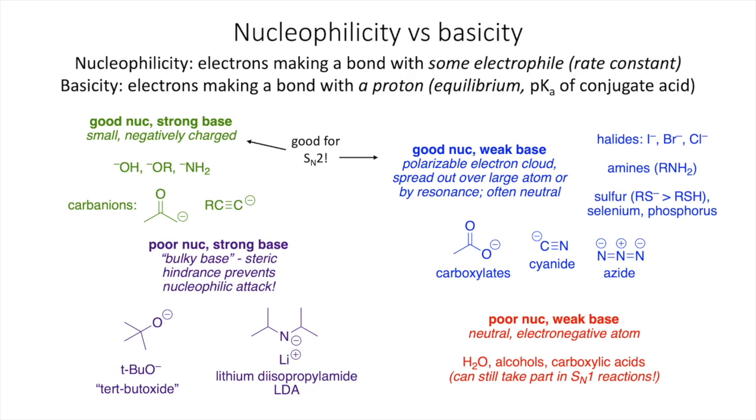You can see it says there it can take part in SN1 reactions. We haven't studied SN1 reactions yet. That will come, I think, in week 8 or 9, just after the midterm. But for now, we can say if we've got neutral electronegative atoms, particularly neutral oxygen, it's not going to be a good nucleophile or a good base. And so it's certainly not going to be able to do SN2 by itself.